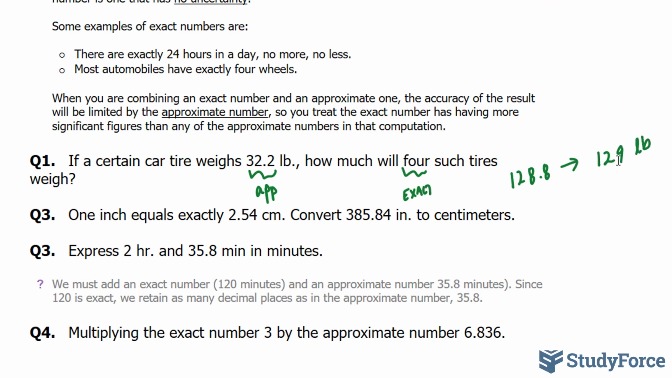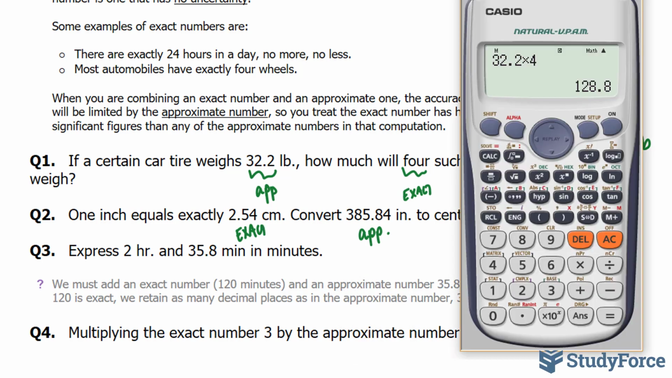The next question asks us, and this should be a 2 here, 1 inch equals 2.54 centimeters exactly. That is a conversion ratio. It is an exact number. Convert the number 385.84 inches to centimeters. Well, before we do this calculation, this is our approximate and this is our exact. Therefore, our final answer has to have 5 significant figures.